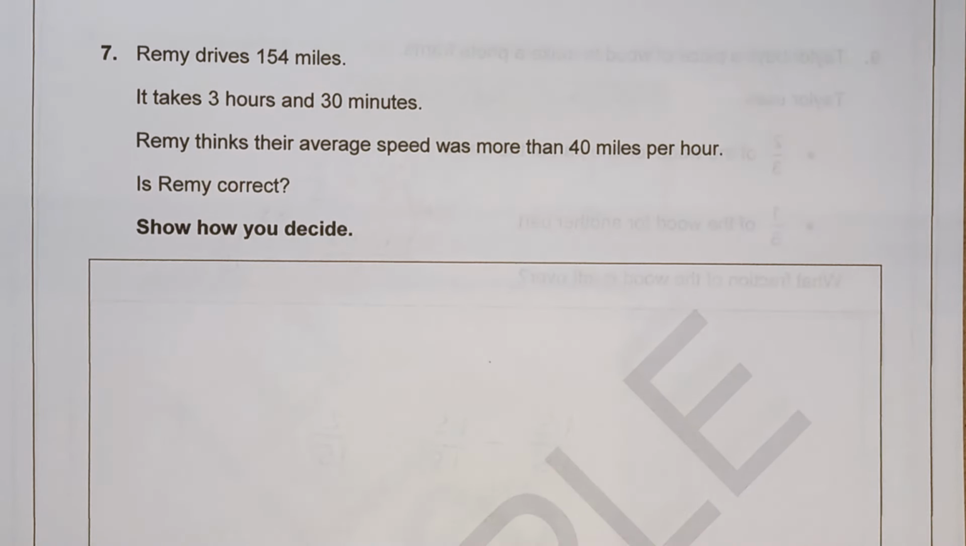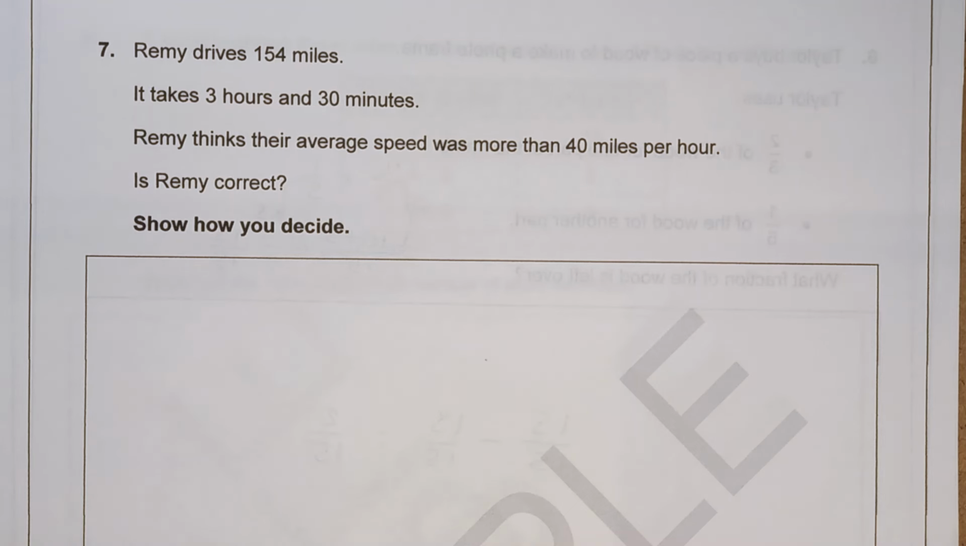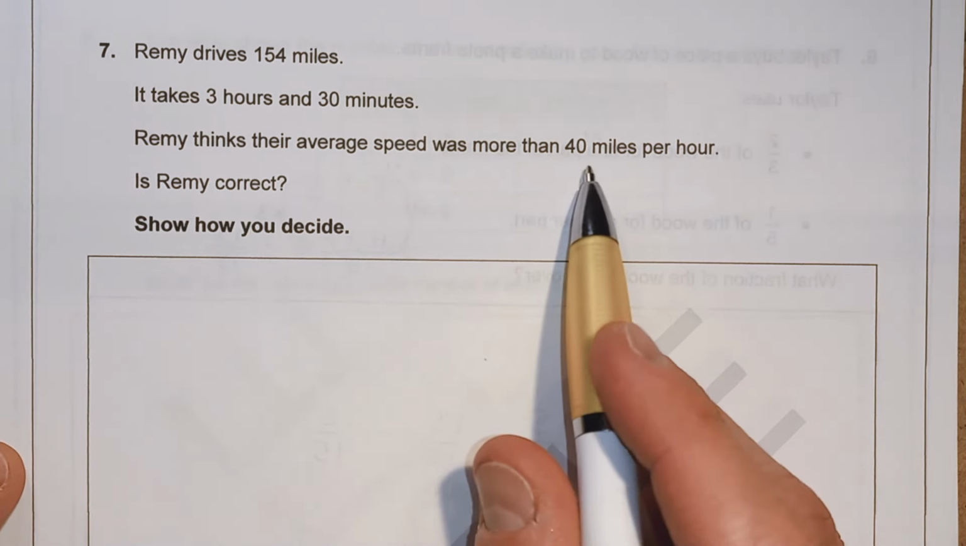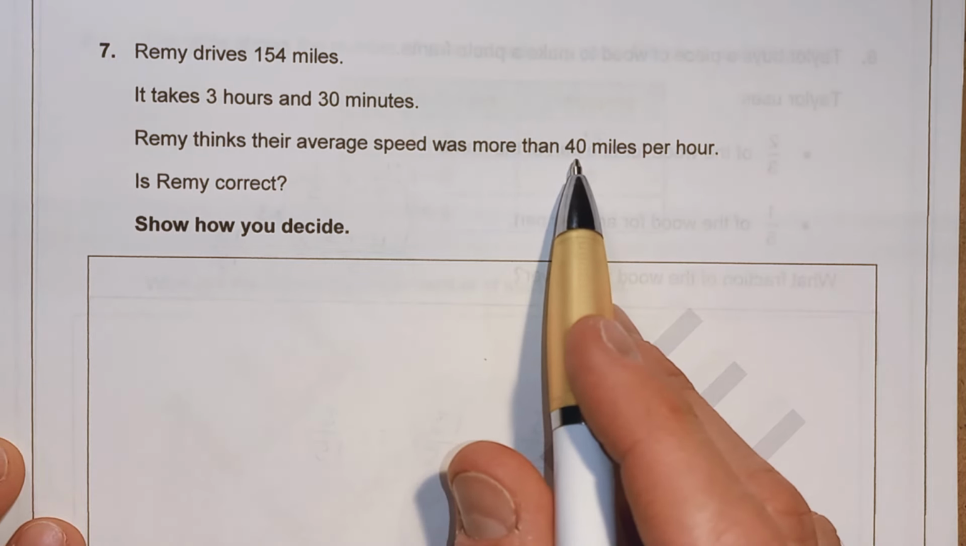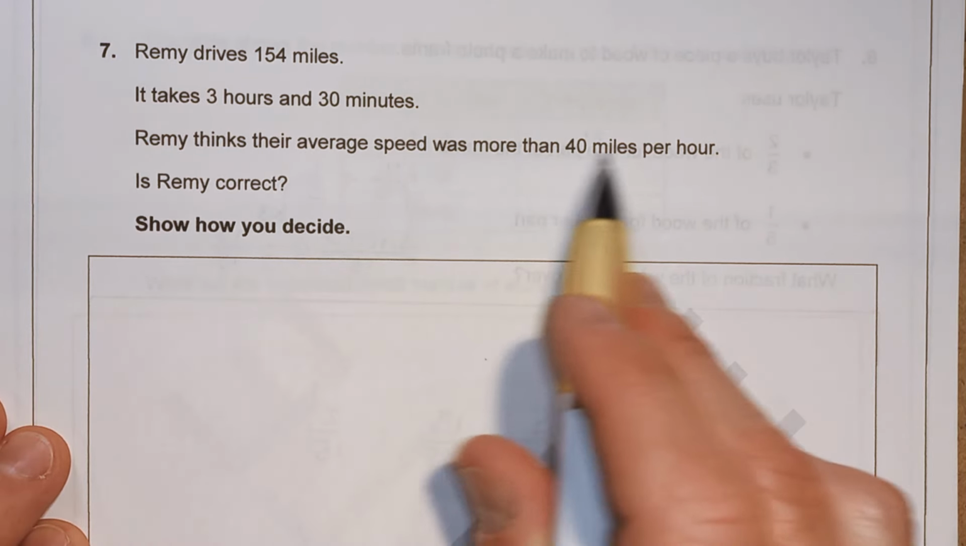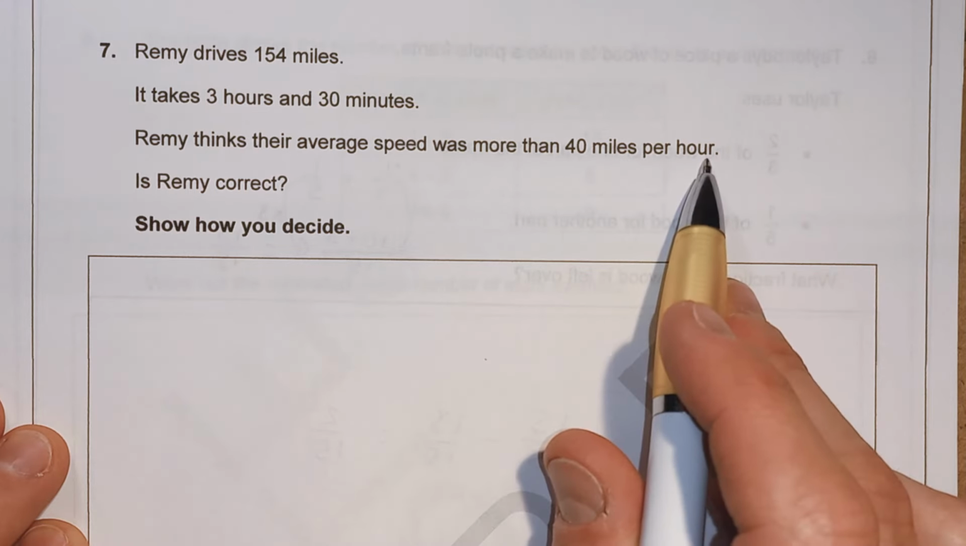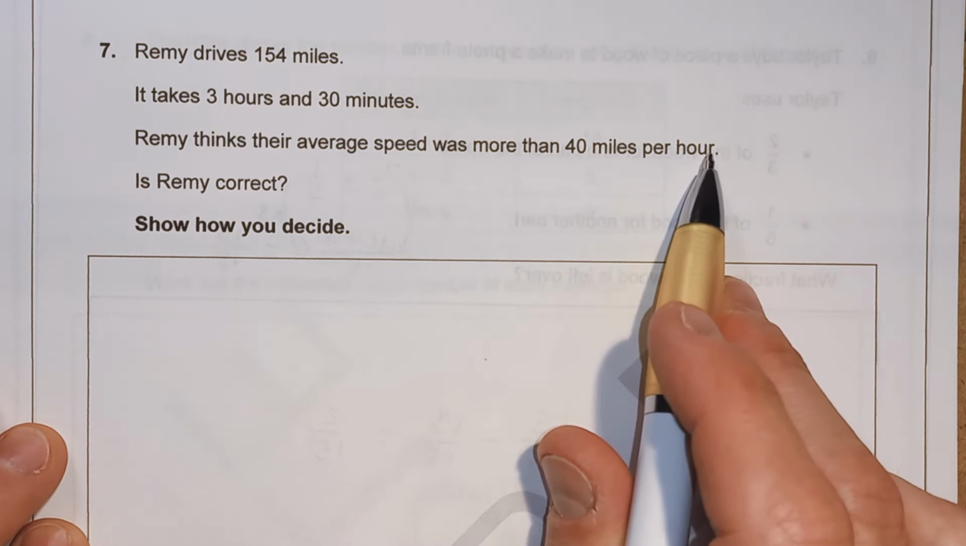Question 7. Remy drives 154 miles. It takes 3 hours and 30 minutes. Remy thinks their average speed was more than 40 miles per hour. Is Remy correct? Okay. So, well, let's think about this. If the speed was 40 miles per hour, well, how far would they go?